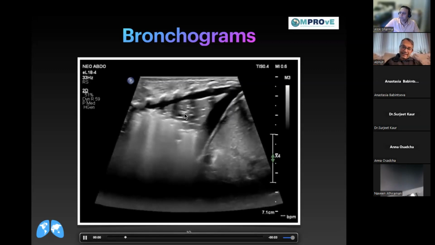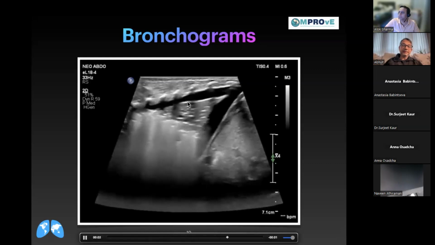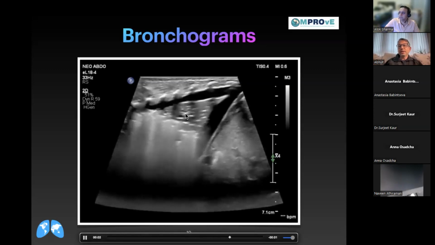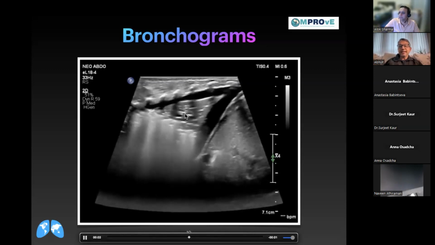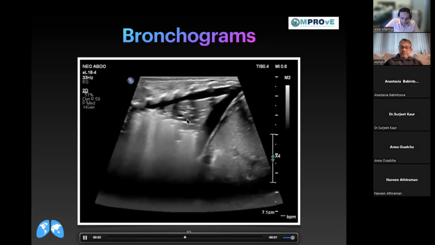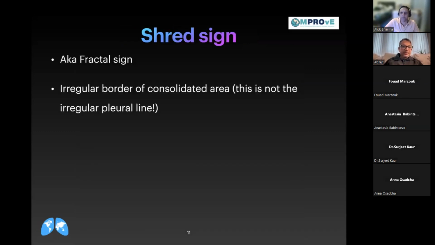If they are static like this, staying all over there, not changing anything, not changing its character here, so those are the static bronchograms. Yeah, you're following me? Yes. Brilliant.